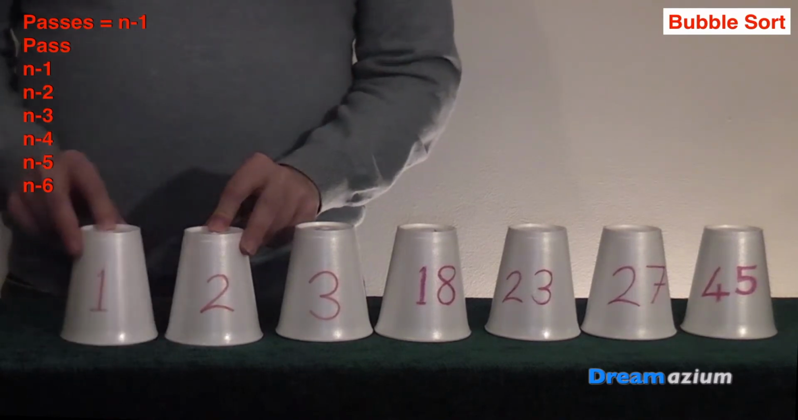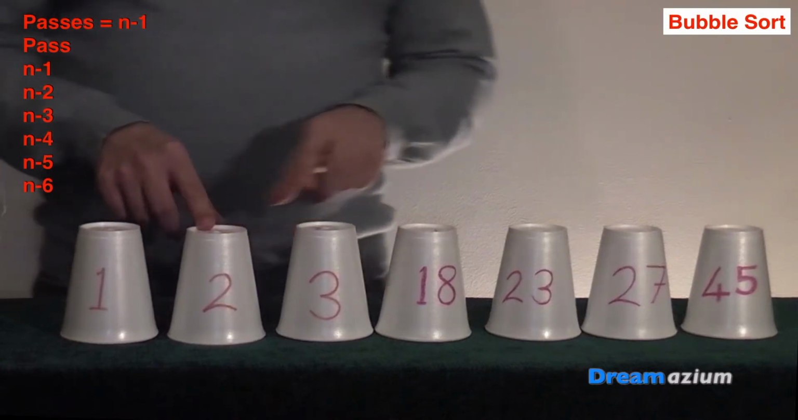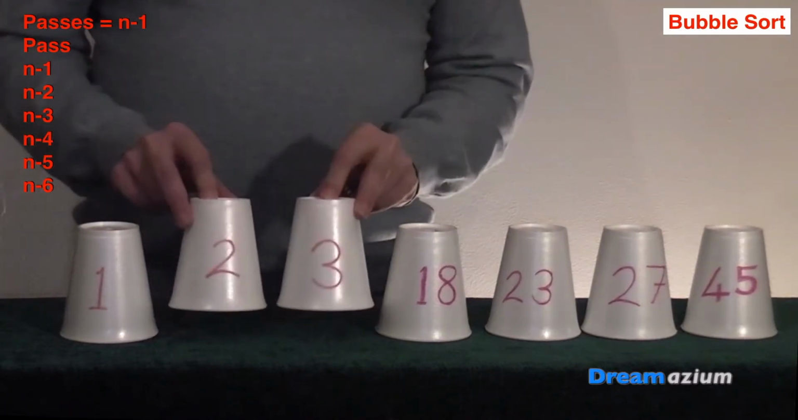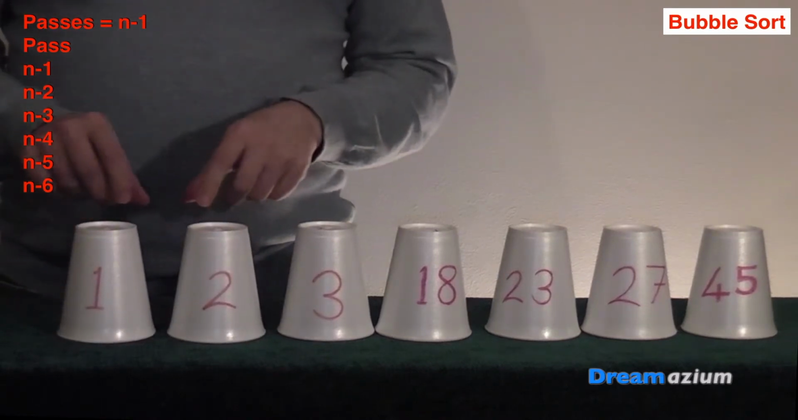We then check 1 against 2. They're in the right place. We then check 2 against 3. They're in the right place. We go back. We check 1 against 2. They're in the right place. And we're done.